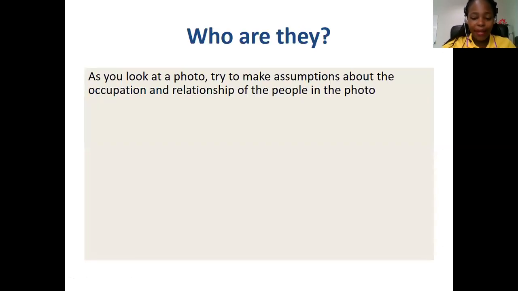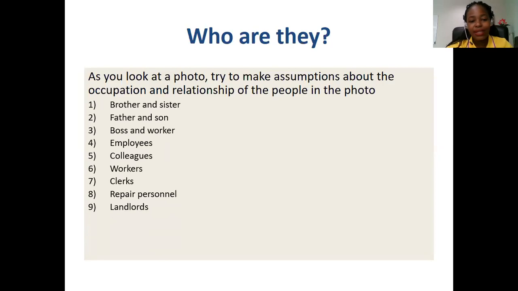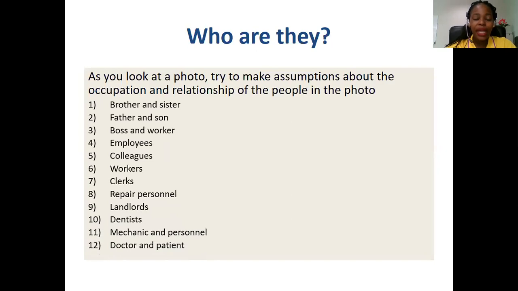So who are they? As you look at the photo, try to make assumptions about the occupation and relationship of the people in the photo. These are some of the relationships and some of the occupations. We can tell from a photo that we have a brother and sister, father and son, boss and worker, employees, colleagues, workers, clerks, repair personnel, landlords, dentists, mechanic and personnel, doctor and patient. These are some of the relationships and occupations that we can tell from a photo.